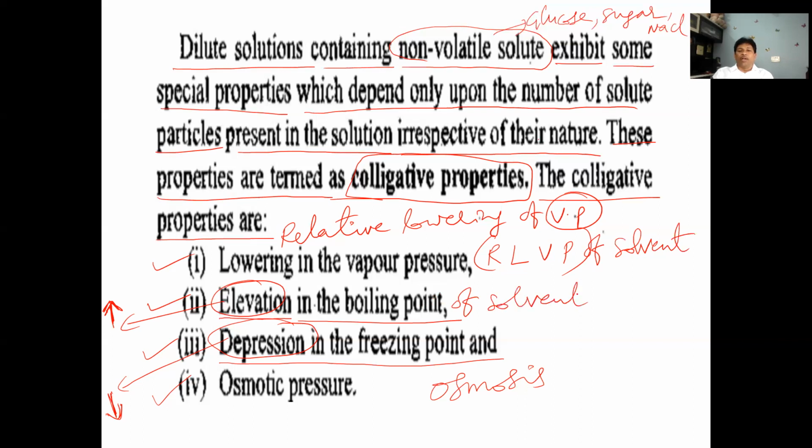Elevation in the boiling point of solvent. Whose boiling point is elevated here? The solvent's boiling point is elevated by adding non-volatile solute particles. And next, the third one is what now?